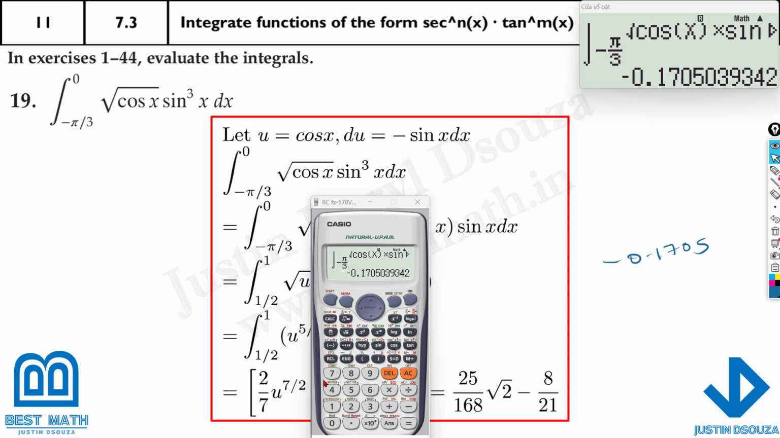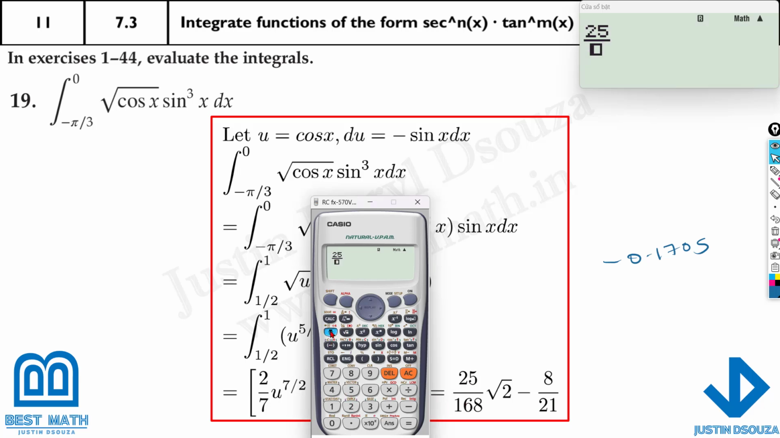And now you will have 4 options, isn't it? Let's solve all of them. I'll directly solve the correct answer here. 25 divided by 168 square root 2 minus 8 divided by 21. It must give me this value, and yes, that is the correct one, 0.17050.